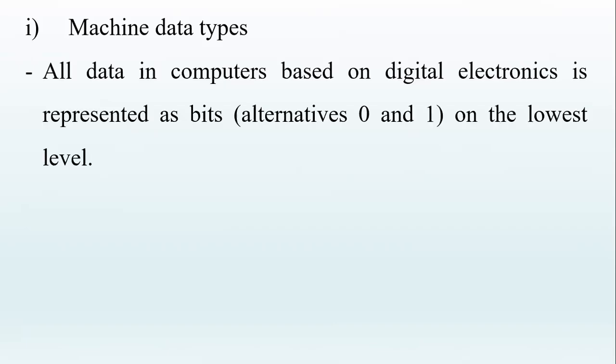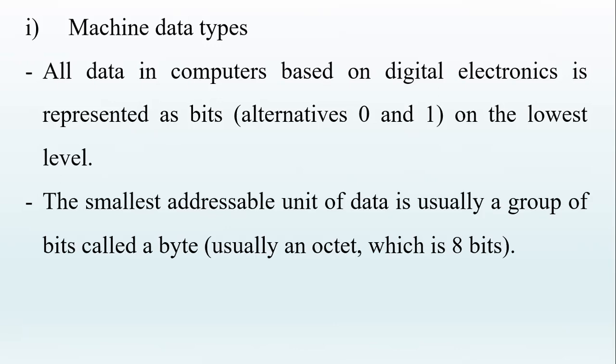What are machine data types? All data in computers based on digital electronics is represented as bits, that is alternatives of 0 and 1 on the lowest level. The smallest addressable unit of data is usually a group of bits called a byte, usually an octet, which is 8 bits.